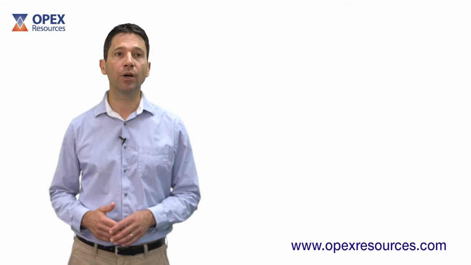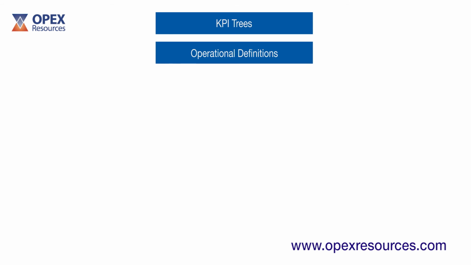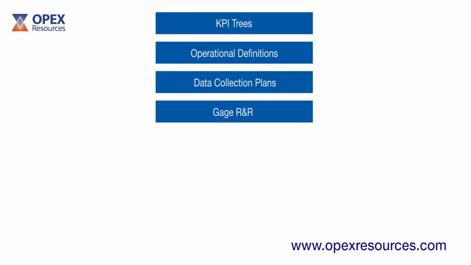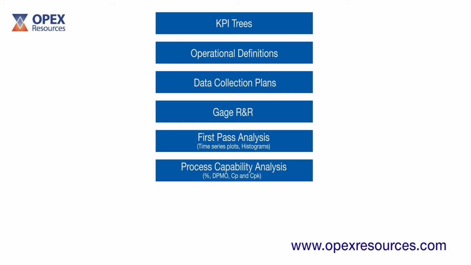Some of the tools that you might hear about in the measure phase are KPI trees, operational definitions, data collection plans, and gauge R&R, which all help you collect good quality data. First-pass analysis techniques, such as time series plots and histograms, which help you to understand process behaviour, and process capability analysis, which includes performance metrics such as the percentage, DPMO, Cp, and Cpk.